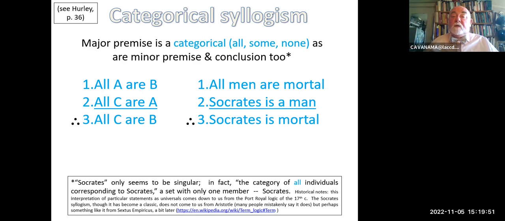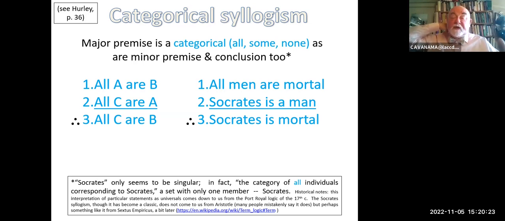Okay, what makes a categorical syllogism is that the major premise is a categorical. What's a categorical? It's a statement that uses either the word all, some, or none. Okay, so if you're talking about all things, some things, or no members of a category, let's say, then you're dealing with a categorical proposition. And actually, in the categorical syllogism, not only is the major premise a categorical, but the minor and the conclusion are too. Just a little aside here, you're going to see this throughout the presentation.